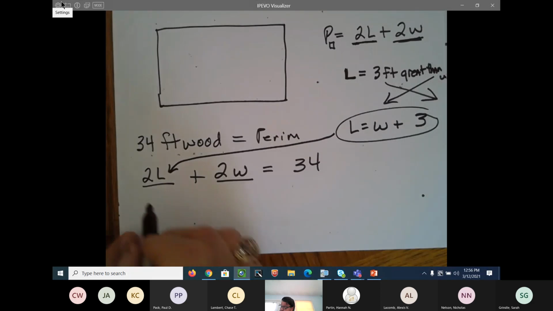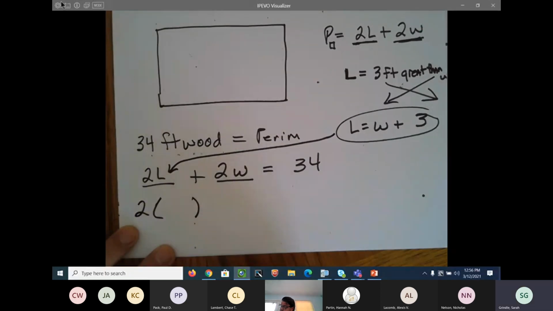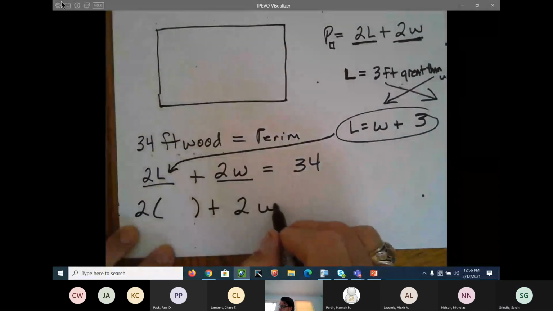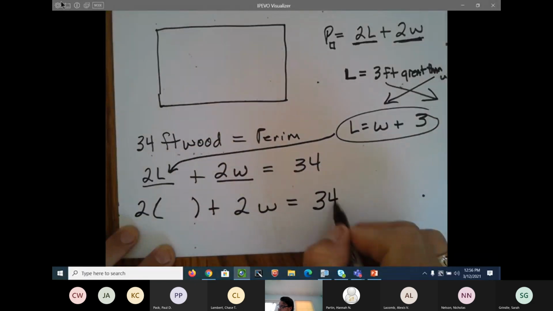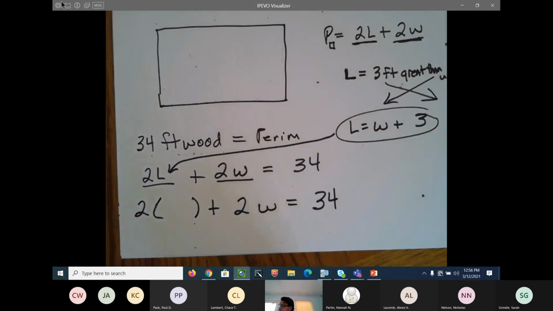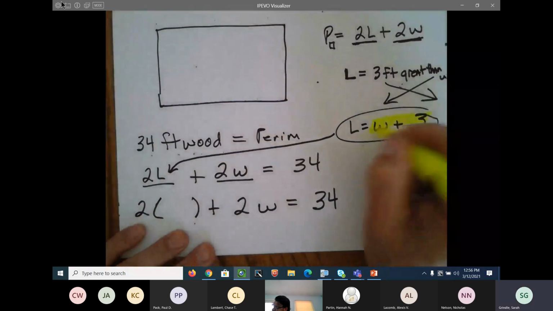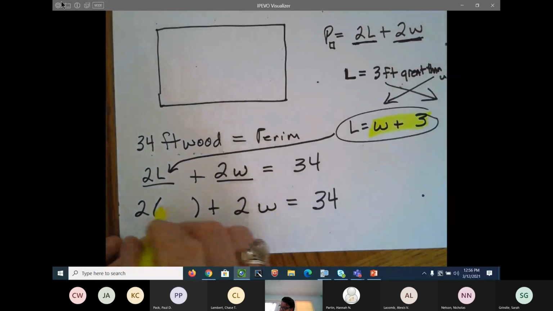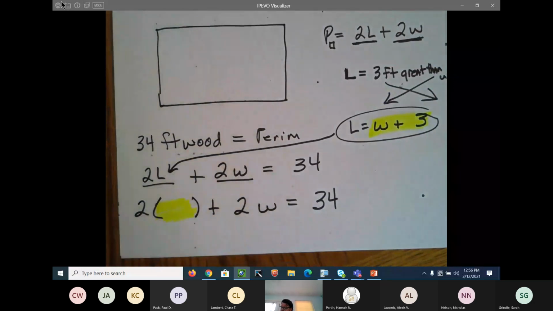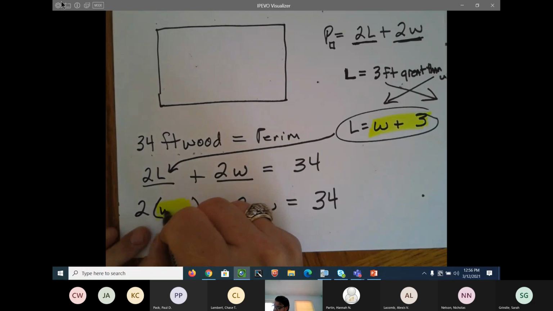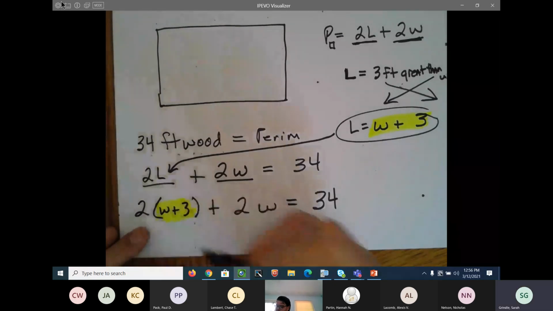So 2 times parentheses plus 2W is equal to 34. Now I want you to plug that W plus 3 in there, and I want you to do your magic, do your algebra. Plug in that W plus 3 right there, and do your algebra. I'm sorry, W plus 3.